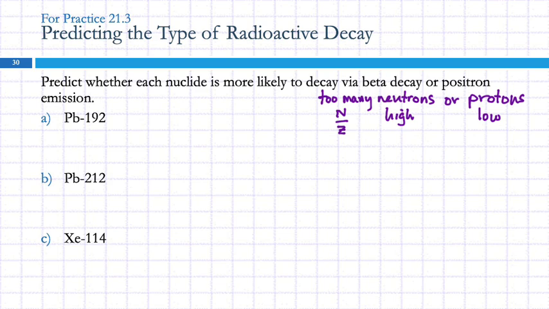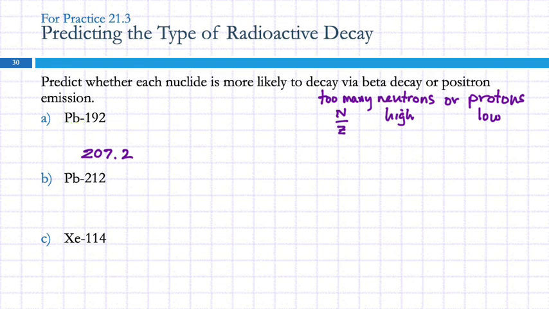Well, lead 192. On the periodic table, we see that lead is number 82, and its average atomic mass is 207.2. So is this isotope, this nuclide, going to have a higher or a lower ratio? I don't expect that to be immediately obvious. Why is this mass number smaller than this one? Is it because of difference in protons or neutrons? It's neutrons. This one has fewer neutrons.